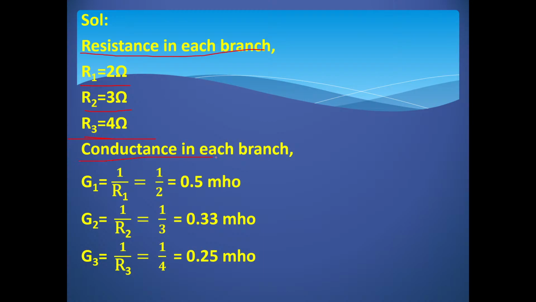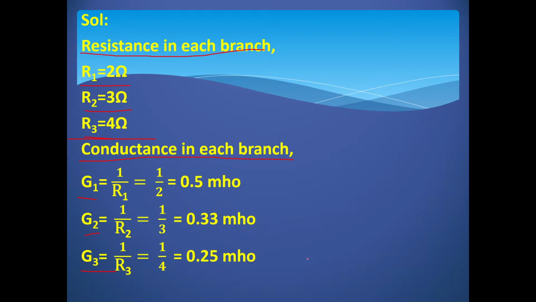Now what is the conductance in each branch? Conductance is the reciprocal of resistance. So 1 by R1 is G1, 1 by R2 is G2, 1 by R3 is G3. So determine the conductance: 1 by 2, 1 by 3. This is another method. We can follow the same method which we followed earlier, but I have followed one more method.